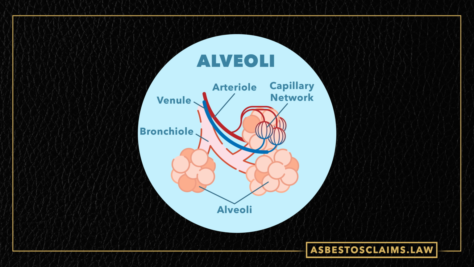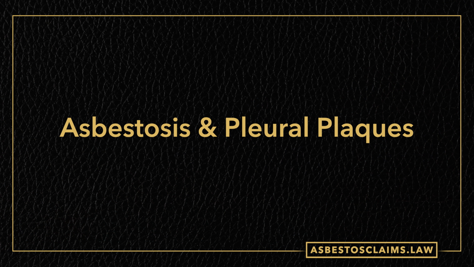We'll zoom in a little further on those so you can see in each one of those that it looks like a little cluster. That's where asbestos fibers get lodged in and they start causing your health issues. One of the first health issues that was discovered to be related to asbestos was asbestosis and pleural plaques.